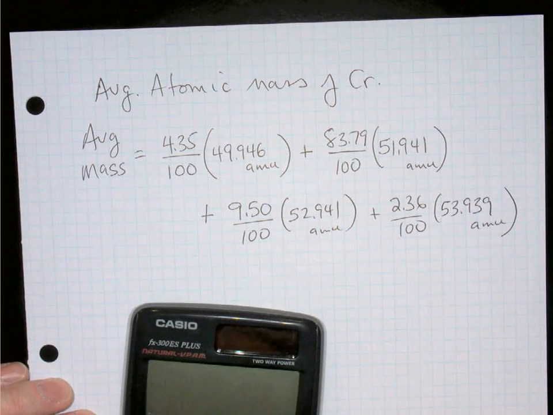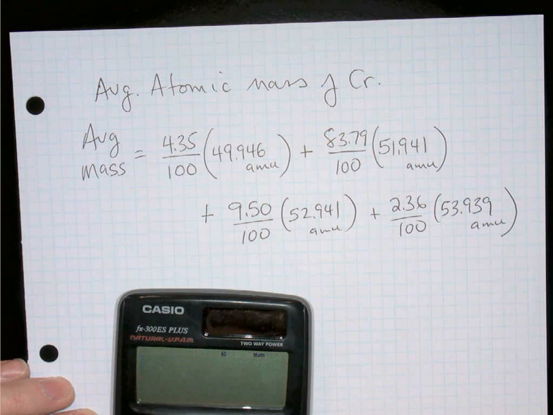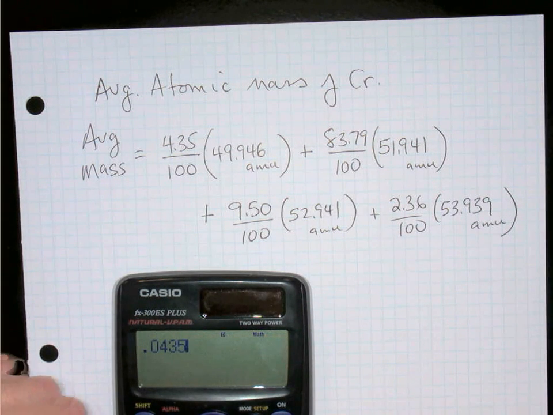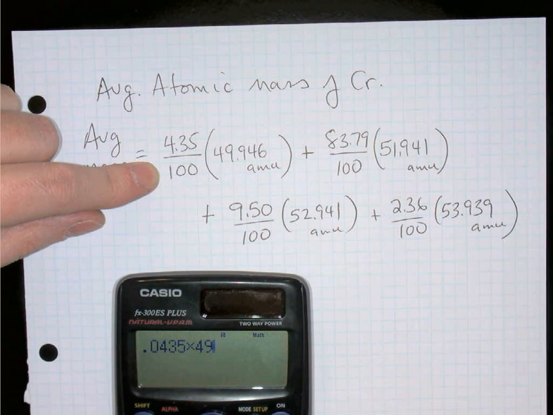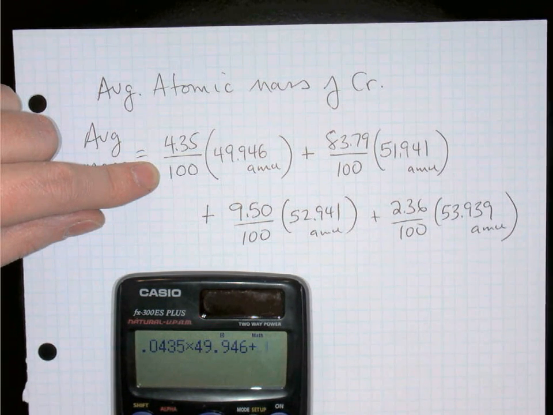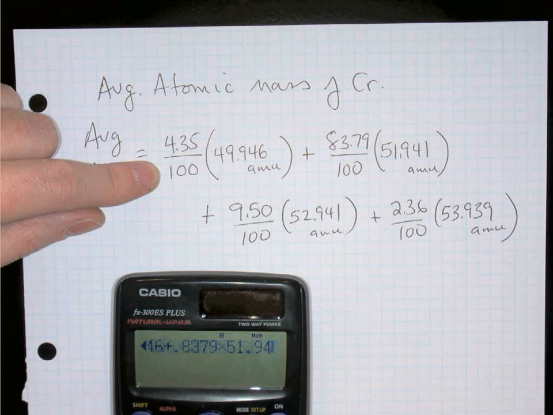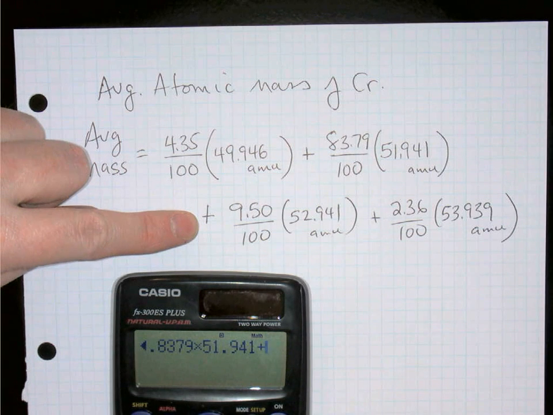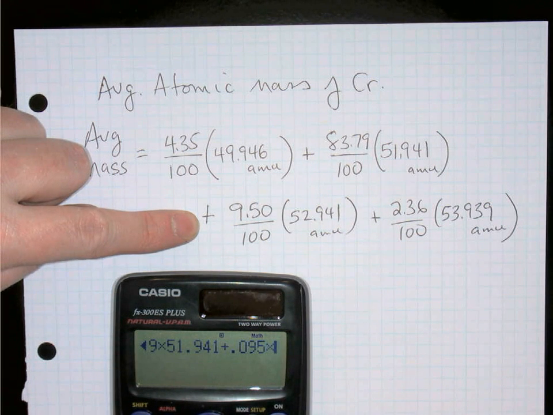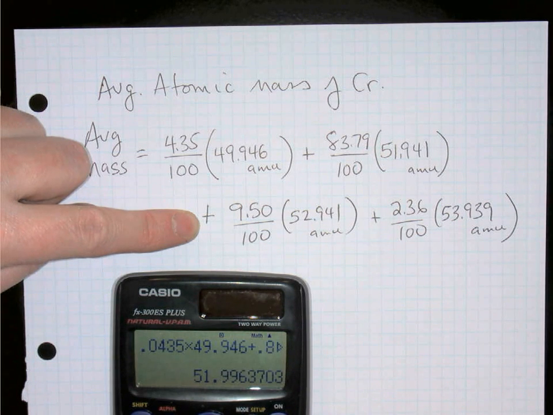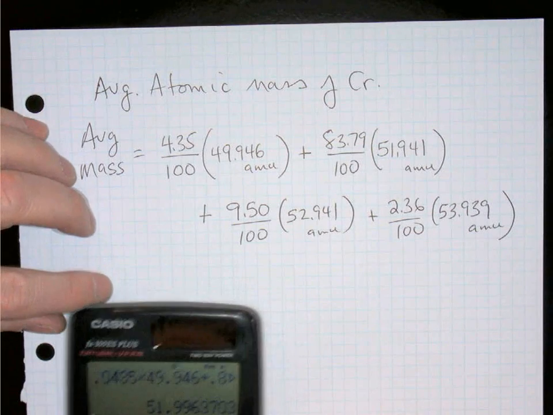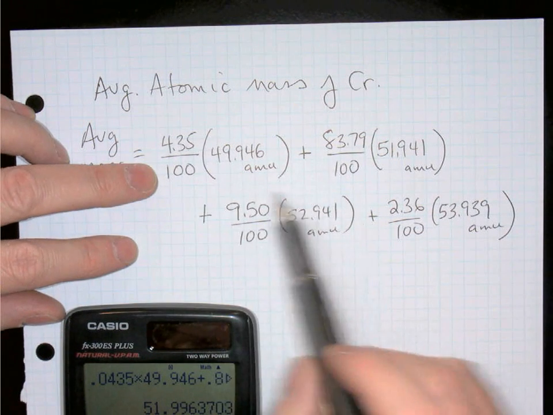That's a weighted average. So to do that on my calculator, 0.0435 times 49.946 plus 0.8379 times 51.941 plus 0.0950 times 52.941 plus 0.0236 times 53.939 equals 51.996. Now, if I'm multiplying here, I've got to watch my sig figs a little bit.